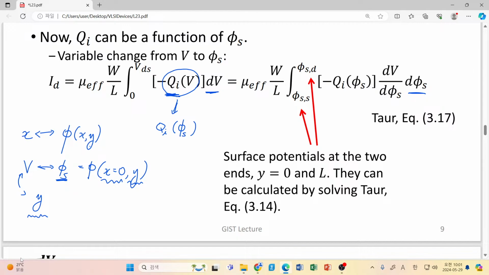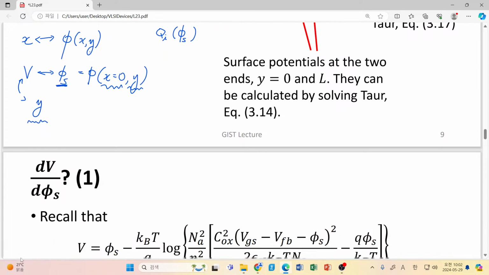Of course, that does not come without cost. Here we have the cost of this conversion. From just the integration of QI, we now have this transformation factor corresponding to the relation between the electrostatic potential, the electron quasi-Fermi potential, and the surface potential. So we had to consider this one. So please have a look at this one.